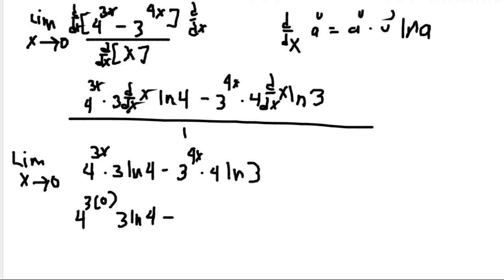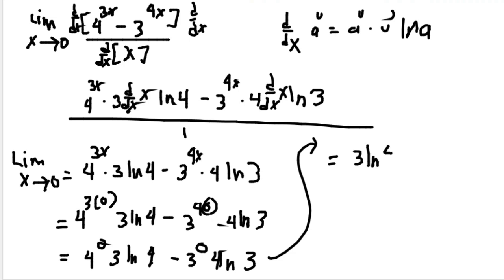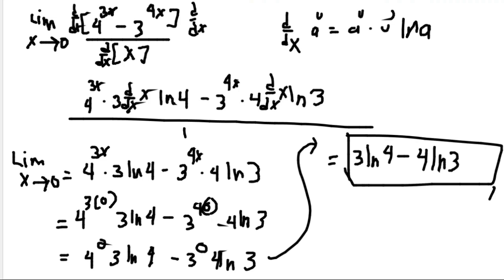It's going to be 4 raised to 3 multiplied by 0, multiplied by 3 ln 4, minus 3 raised to 4 multiplied by 0, multiplied by 4 natural log of 3. So now this is 4 raised to the 0 multiplied by 3 ln 4, minus 3 raised to the 0 multiplied by 4 ln 3. So what we have here is 3 multiplied by the natural log of 4, minus 4 multiplied by the natural log of 3. That is going to be our final answer.